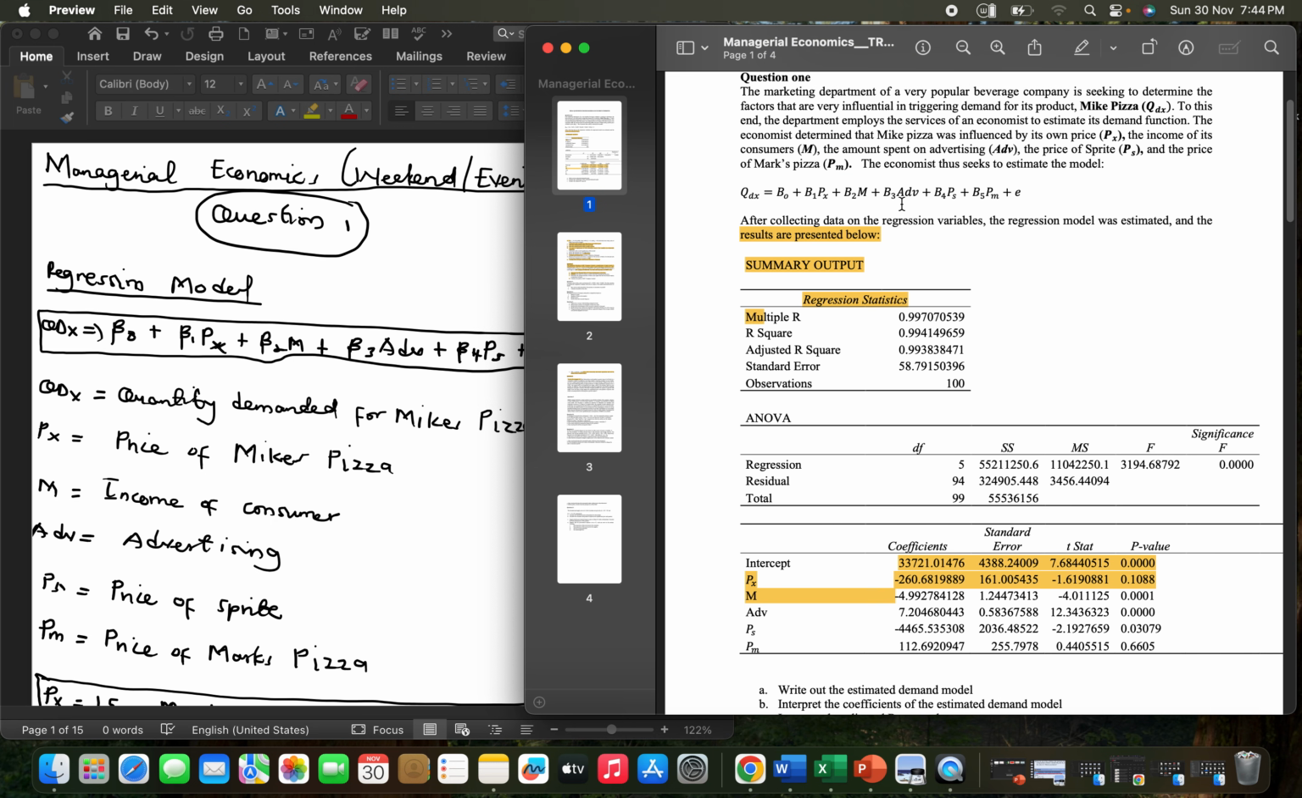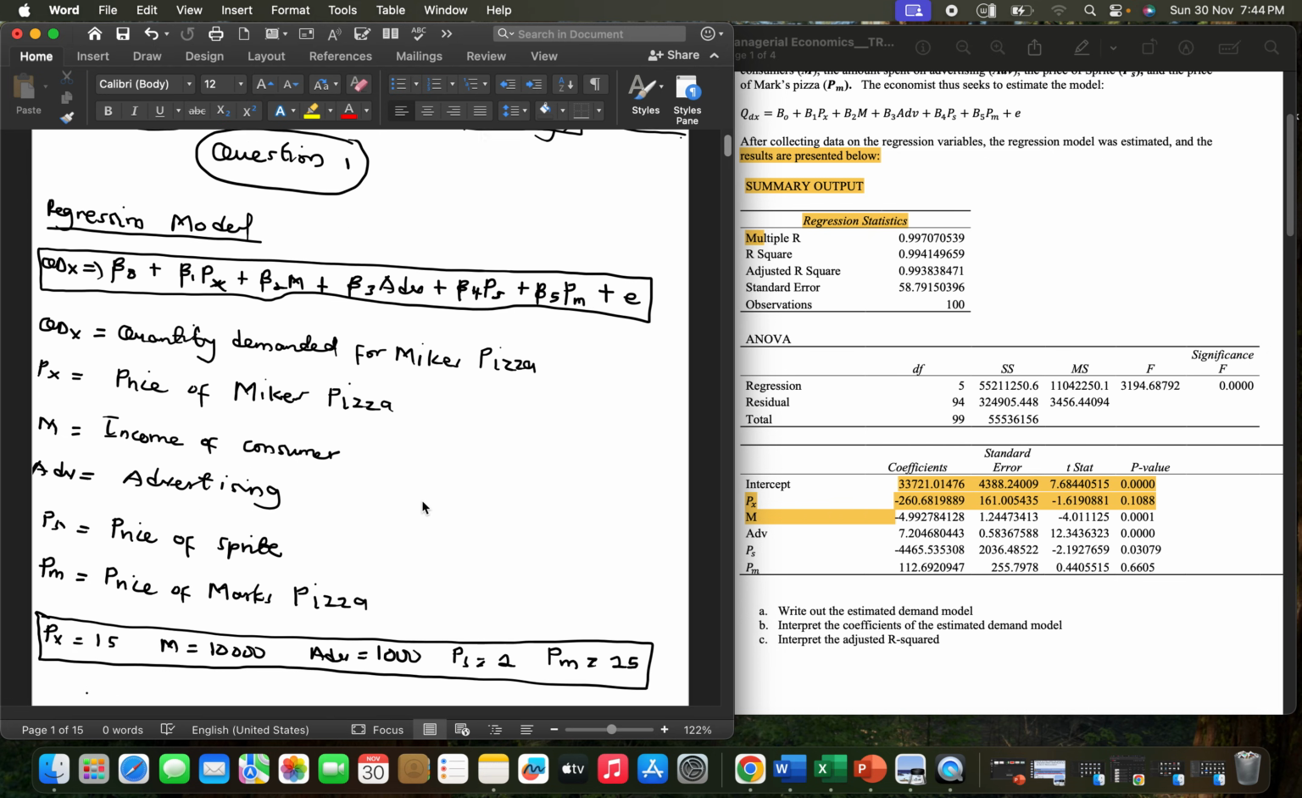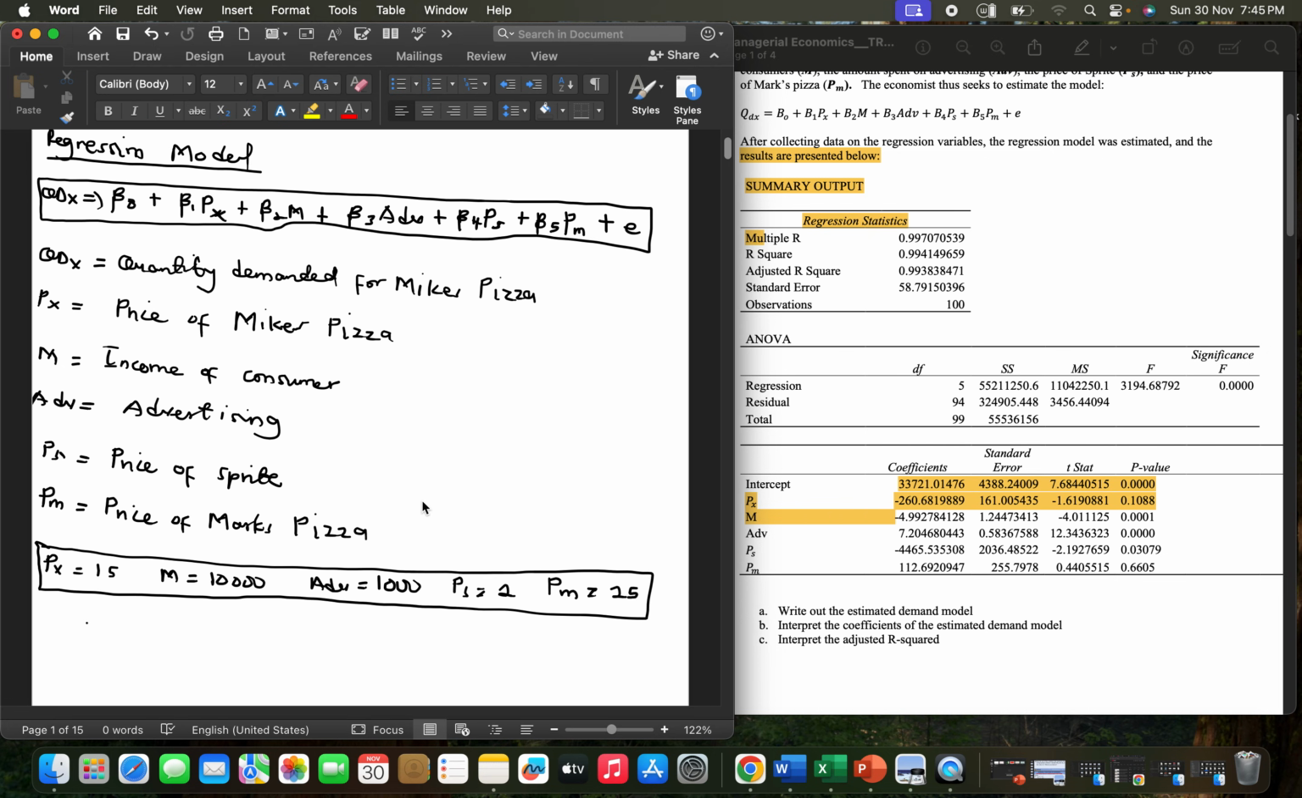I will show you what I'm trying to talk about. You see, this was the equation given to us. We would form ours, then we'll compare our regression model to the equation that was given to us in the question, and see if it will be the same thing. So QDX stands for quantity demanded for Mike's Pizza. PX is price of Mike's Pizza. M is consumers' income. ADV is advertising. PS is price of Sprite. PM is price of Max Pizza. Okay, so now we start.